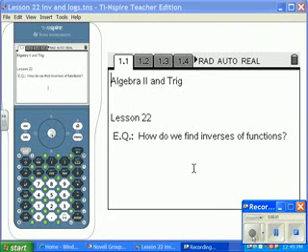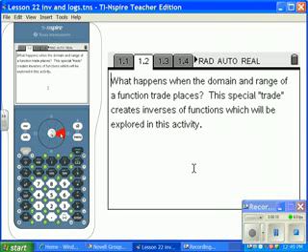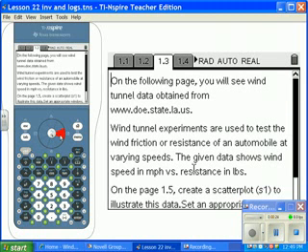Today's lesson, we're going to be talking about how we find inverses of functions. This is something that you learned in 9th grade integrated algebra, and we're going to expand on that today. So what happens when the domain and the range of a function trade places? The special trade that we're talking about creates something called an inverse. It's the inverse of a function, which is what we're going to talk about in today's activity.